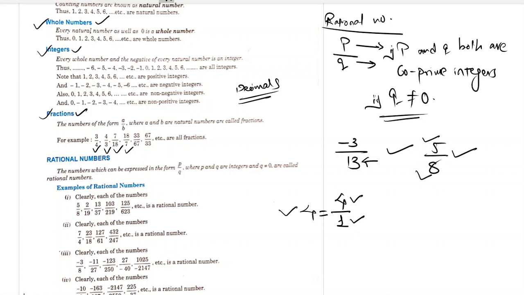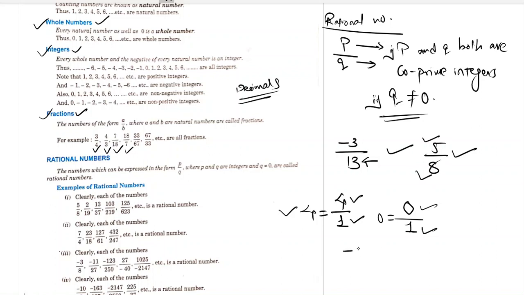Like I just told you, every whole number, natural number, integer, fraction or decimal, all are rational numbers. What about 0? Is it a rational number? Again, you will say, sir, there is no denominator. I will say there is a denominator. Look closely. The denominator is 1. p and q both are co-prime integers. q is not equal to 0, and that's why it's a rational number. 0, which is nothing but 0 by 1, is a rational number.